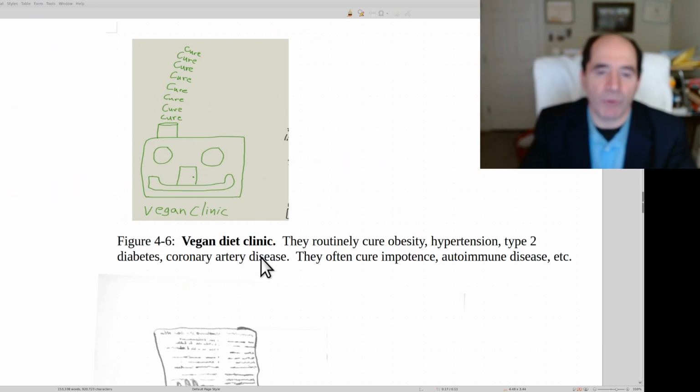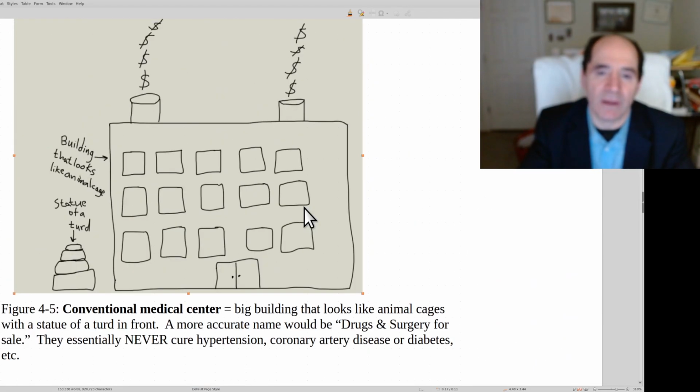Okay, and also the point I'm making here is a little tiny vegan clinic like Kempner's Rice House gets far better results than, and this is kind of funny, the big fancy hospital.